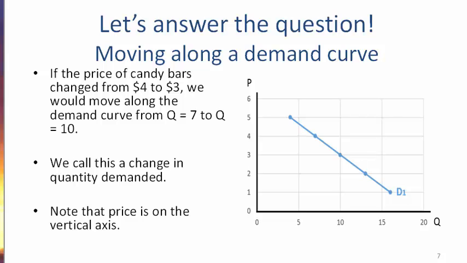Okay, let's answer the question about supply and demand graphs. First of all, let's note that with this demand curve, if the price changes from, say, $4 to $3, we don't need to shift the curve. We just move along the curve. And that's because price is measured on the vertical axis. So we see the change in price along the given demand curve. And we call this a change in quantity demanded.